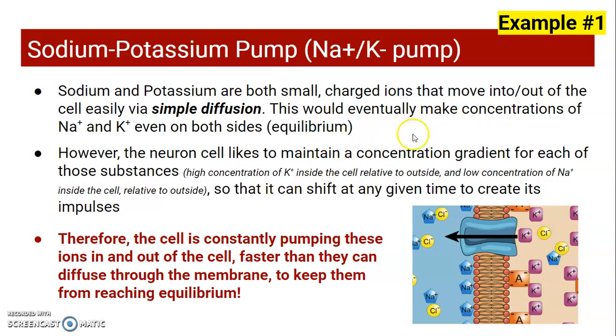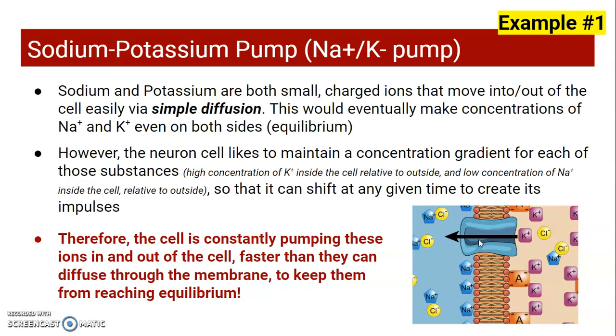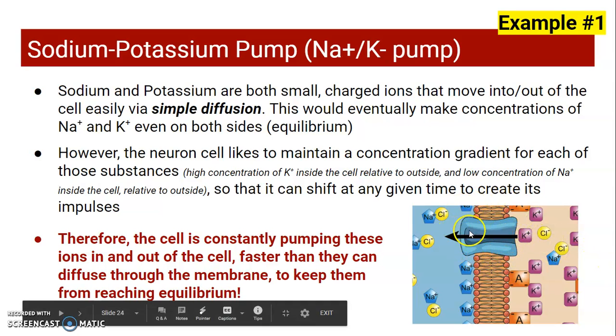So what happens is quite simple. Potassium and sodium are both small charged ions, which is an atom that's either lost or gained an electron. In this case, they're both positive. Apologies for this mistake. Both positive, they've both lost an electron, and they can simply diffuse through the membrane by themselves. However, the cell doesn't want that to happen. It wants to maintain a potential difference in charge on either side of the membrane so that it can send these impulses when it wants to. So what it has to do is pump ions against where they're trying to go naturally through passive diffusion or simple diffusion, using this protein pump in the membrane. And this is going to require energy.